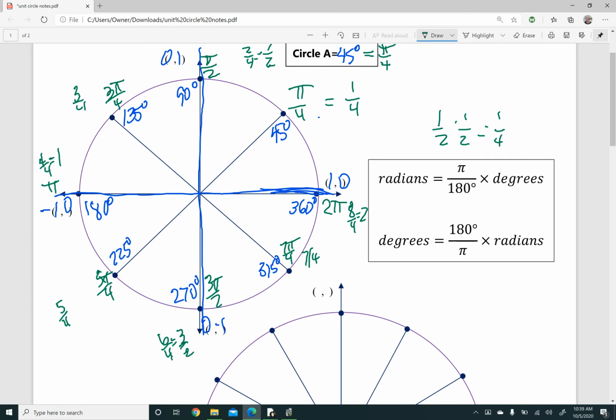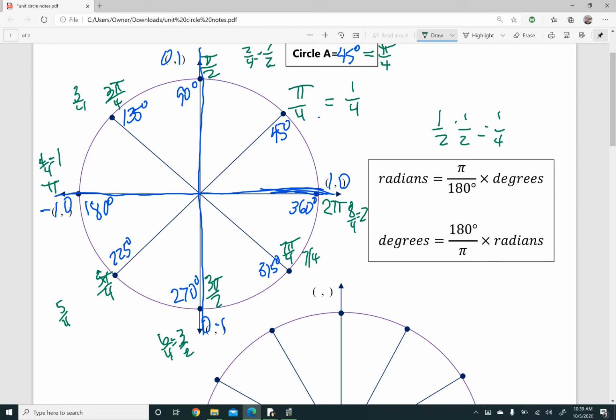We don't do much with this in this class, but I wanted you to also have this, that in order to turn radians into degrees or degrees into radians, this is what you would do. So if you wanted degrees to be radians, you do pi over 180 times the degrees gives you radians, and 180 divided by pi times radians would give you degrees. All right, so this is what you would do.